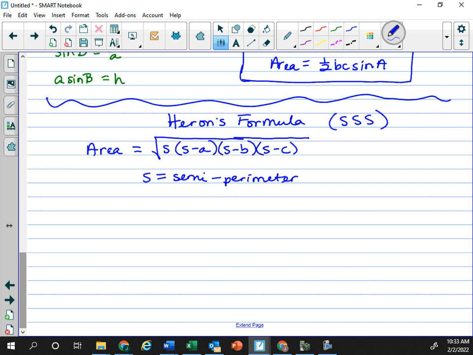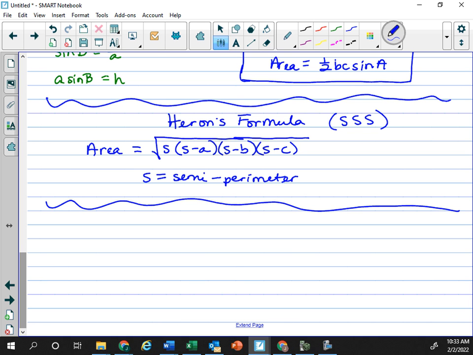What do you think semi-perimeter is? Half. Half the perimeter, yes. So you could add up all three sides, half of it is S. And then you're just plugging it into the formula and you get your area. Okay, so if you're given all three sides, use this formula instead of the ones we talked about up above.